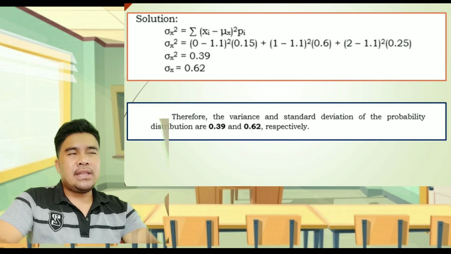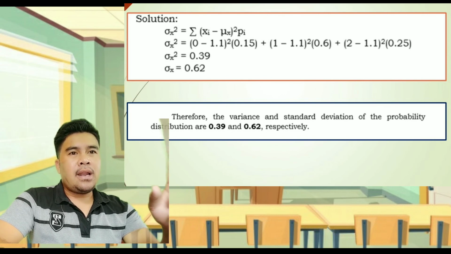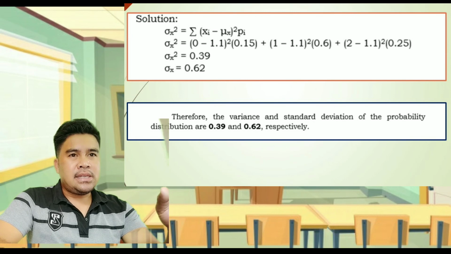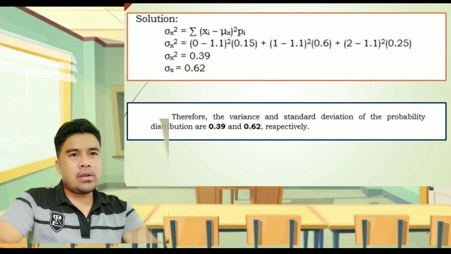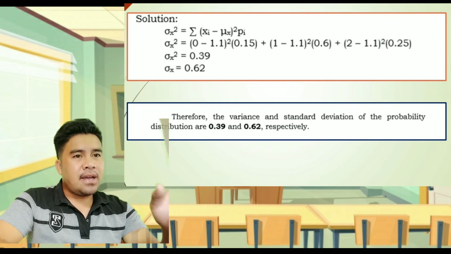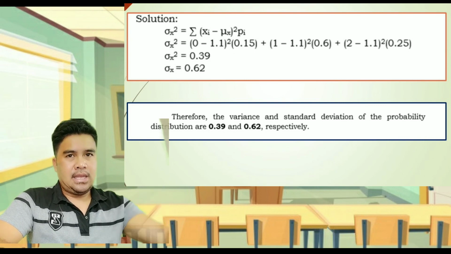Again, using your scientific calculator, we will come up with the final answer. Our variance is 0.39. And for our standard deviation, just take the square root of 0.39, which is 0.62. Therefore, the variance and the standard deviation of the probability distribution are 0.39 and 0.62 respectively.